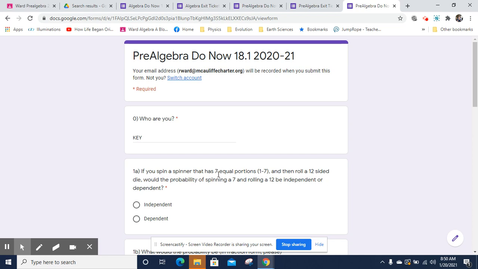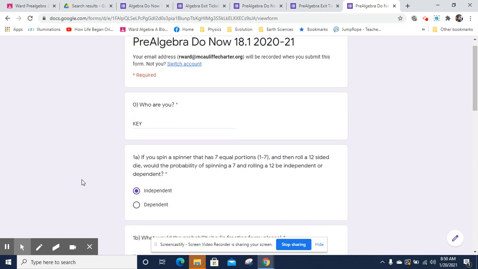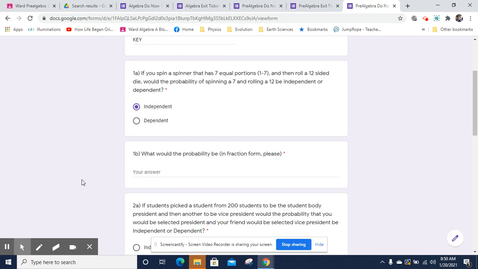Well, they will be completely independent events because the spinner and the D12, neither of them lose any options or gain any options between each other. So they are independent of each other, which means you'll figure out the simple probability of a 7 and the simple probability of a 12, and you will multiply those. So the probability of a 7 and a 12 would be 1 out of 7 to get a 7 times 1 out of 12 to get a 12.